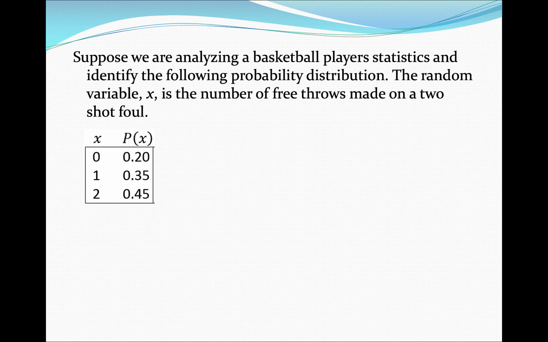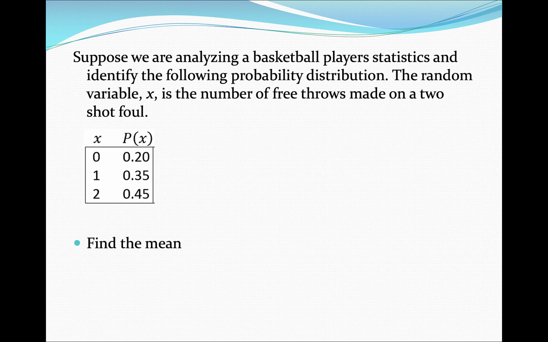Here's our first example. Suppose we are analyzing a basketball player's statistics and identify the following probability distribution. The random variable x is the number of free throws made on a 2-shot foul. So when they take a 2-shot foul, they're either going to make 0, 1, or 2 shots. The probability that this individual makes 0 shots is 0.2 or 20%. The probability they make 1 is 0.35. The probability they make both shots is 0.45. So we're going to be given this information.